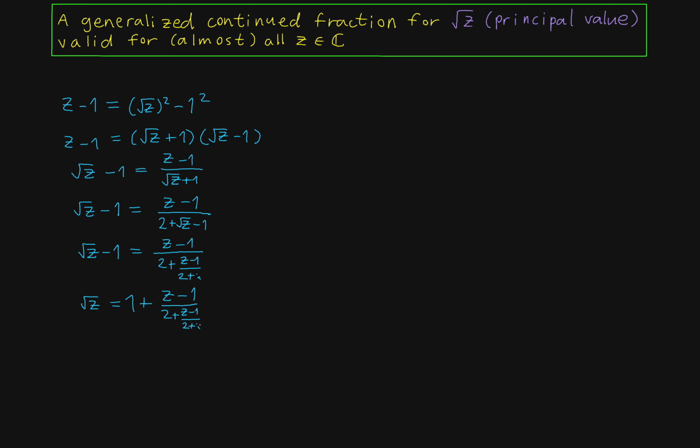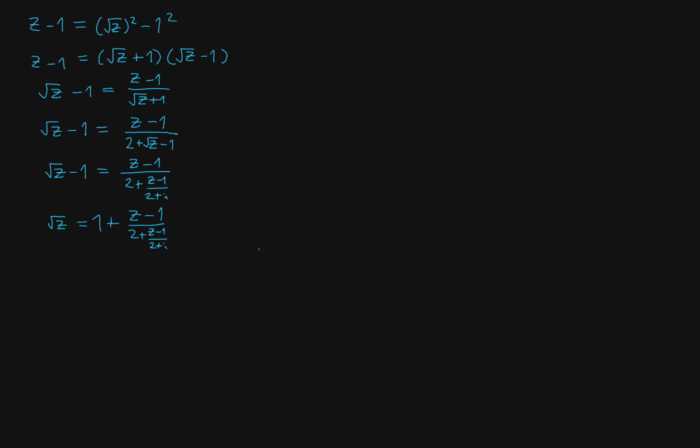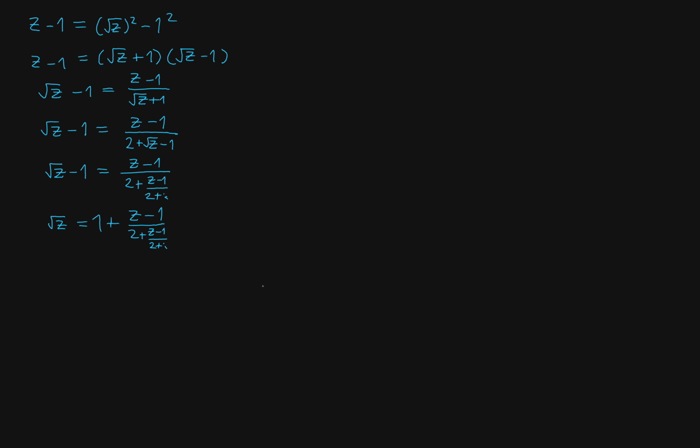Now I'm going to use a special notation for continued fractions that Gauss used, which I like. It's shown on screen here. Basically like sigma notation, where it's this big operator indexed from k equals 1 to infinity. And so for our specific case here, we're going to have the square root of z is equal to 1 plus big K, for k from 1 to infinity, of z minus 1 over 2. This doesn't depend on k here, all the nested fractions. But anyways, this is what we have.